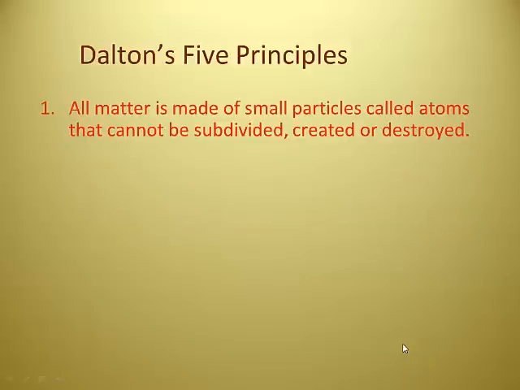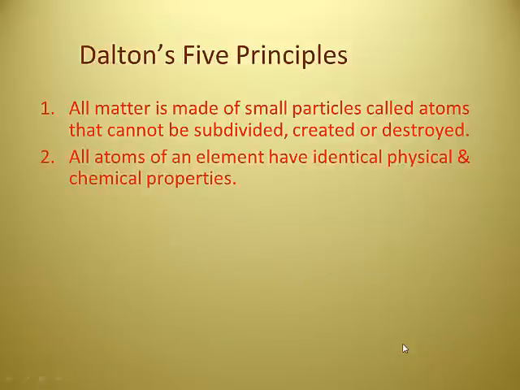Along with his model, he comes up with 5 principles. The very first principle: all matter is made of small particles called atoms that can't be subdivided, created, or destroyed. So you've got Democritus' idea right there in the first statement. All atoms of an element have identical physical and chemical properties. So 1 atom of gold is going to act like another atom of gold.